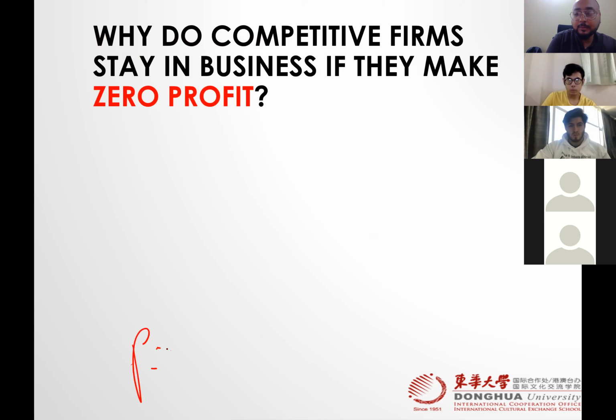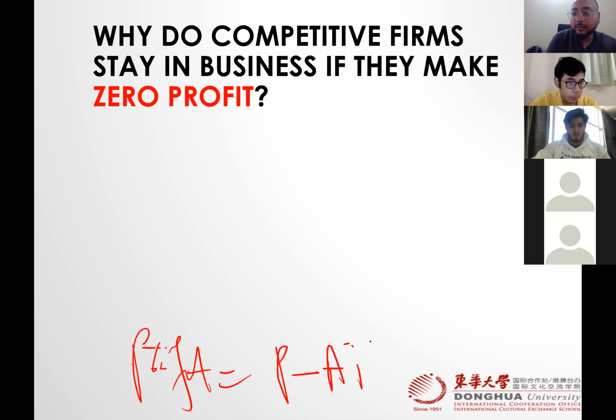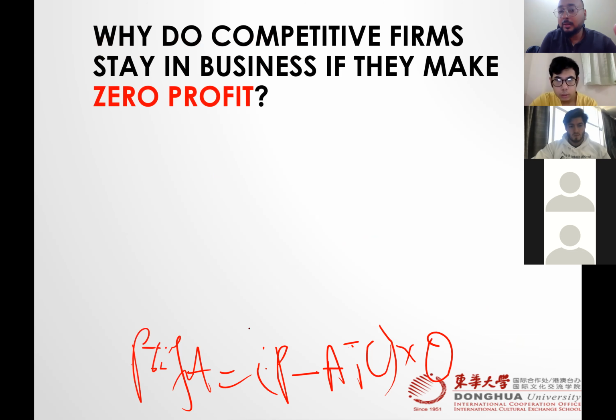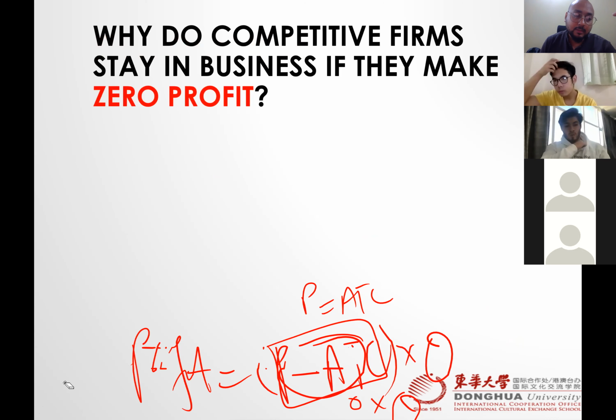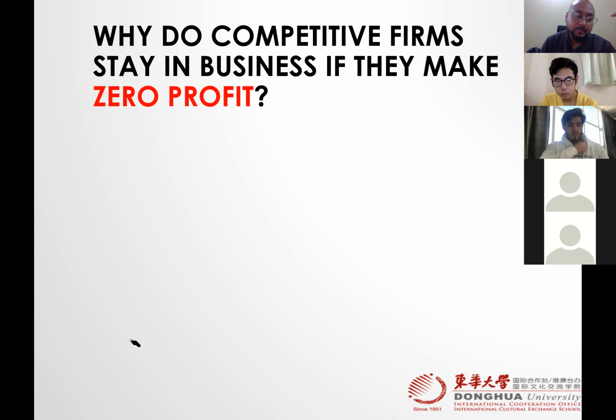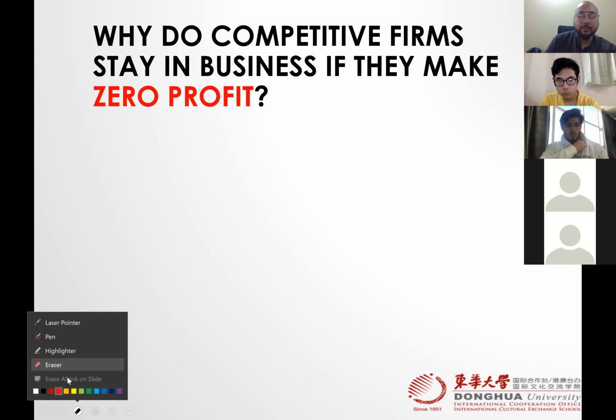what is the profit formula? Total revenue minus total cost, which is price minus ATC times quantity. If we want zero, it means price is equal to average total cost. Then this will be zero multiplied by quantity, and profit would be zero, right? So this is just the mathematical side. Let's talk about it in terms of the graph.